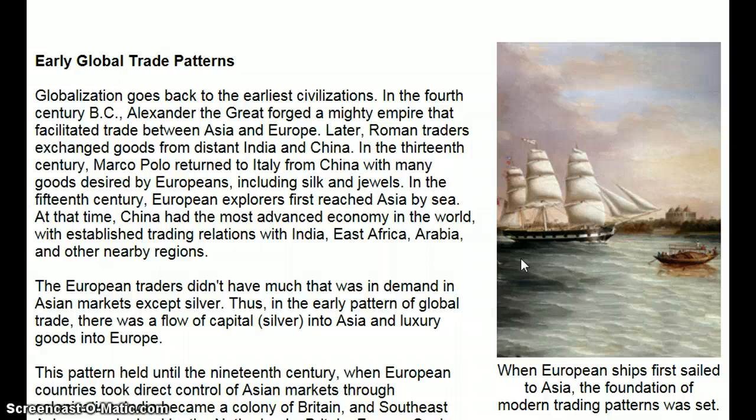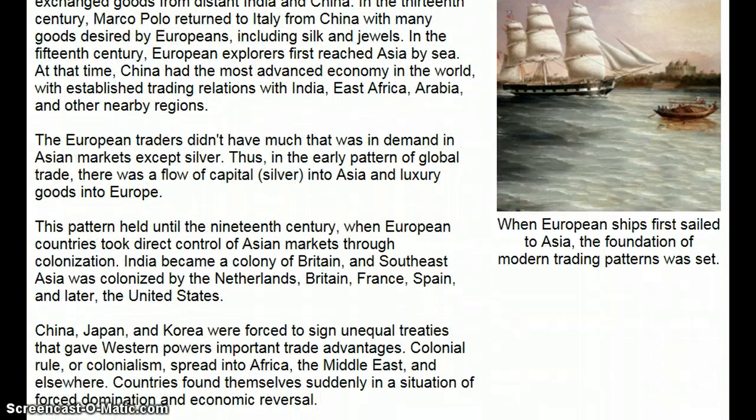At that time, China had the most advanced economy in the world, with established trading relations with India, East Africa, Arabia, and other nearby regions. The European traders didn't have much that was in demand in Asian markets except silver. Thus, in the early pattern of global trade, there was a flow of capital, silver, into Asia and luxury goods into Europe. This pattern held until the 19th century, when European countries took direct control of Asian markets through colonization.